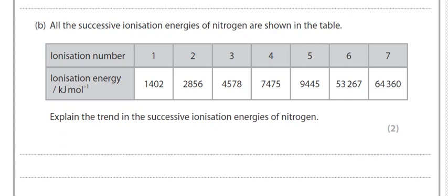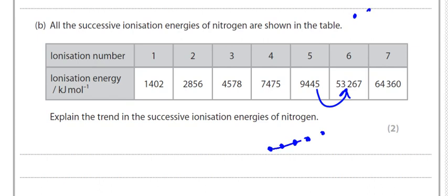All the successive ionization energies of nitrogen are shown in the table. Successive means you remove the electrons one after the other, right? You can see there's a huge, significant increase between the 5th and the 6th, and that's the first large increase. That means like this, you have 3, 4, 5, 6th and 7th.